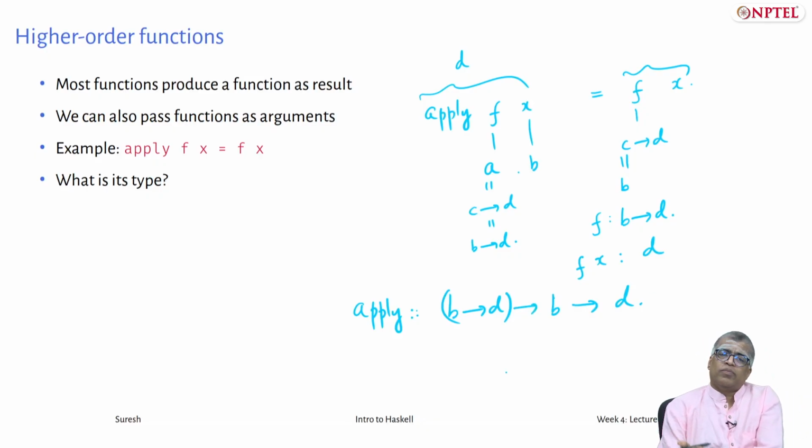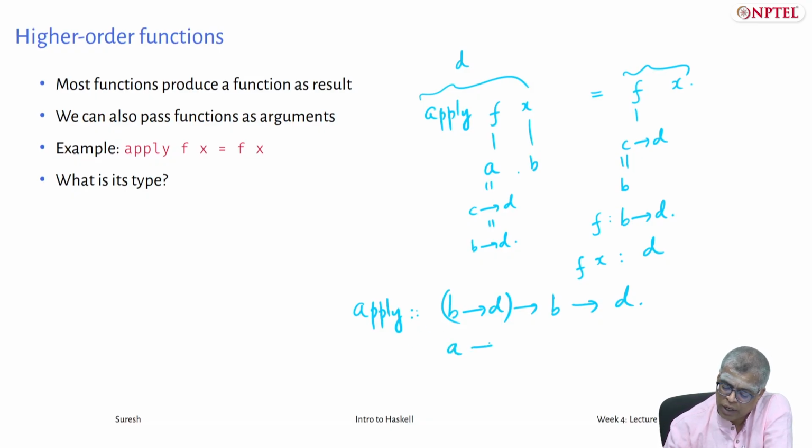It's really doing nothing. It's just sort of identity. So it takes two arguments and it applies f on x. So this should be the type. And if you want, you can actually make it.